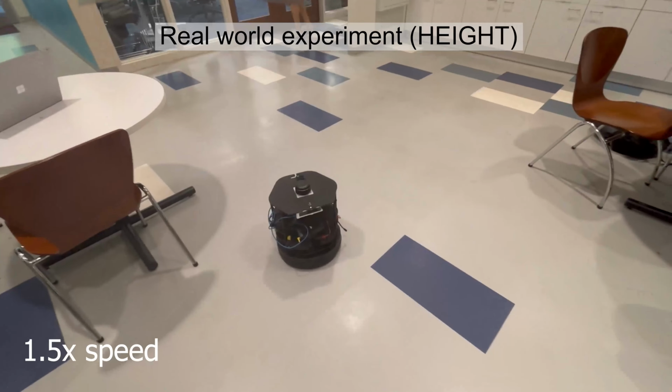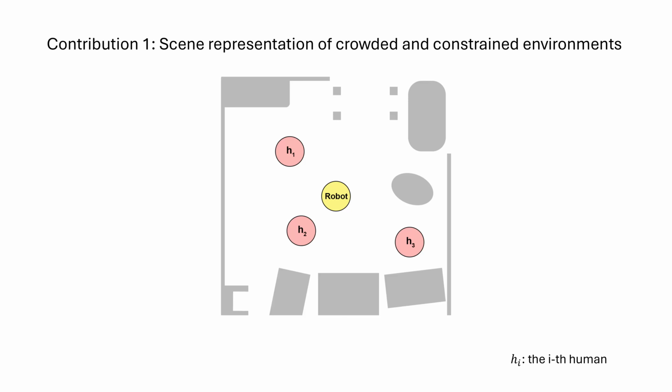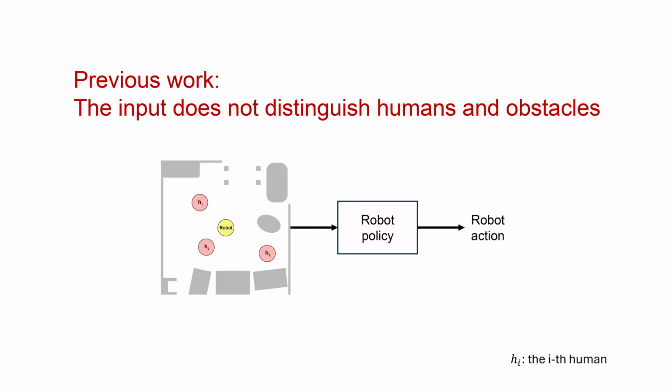safety and efficiency. First, before learning a policy, we need to come up with an input representation of the crowded and constrained scenario. Previous works use group of circles or point clouds to represent everything.